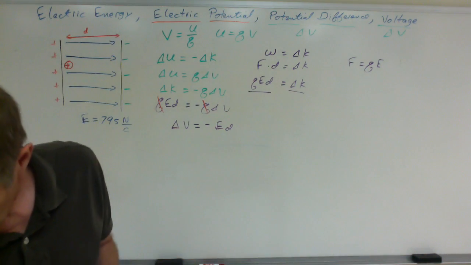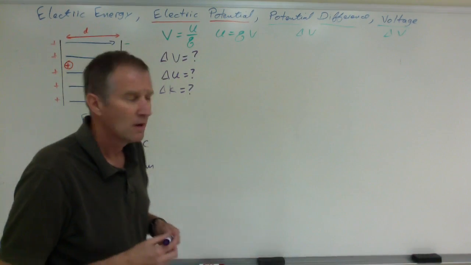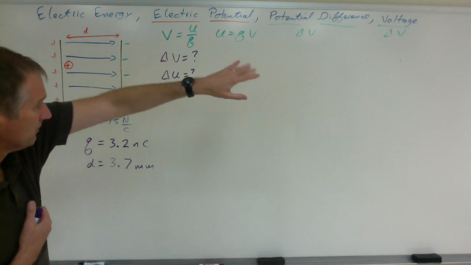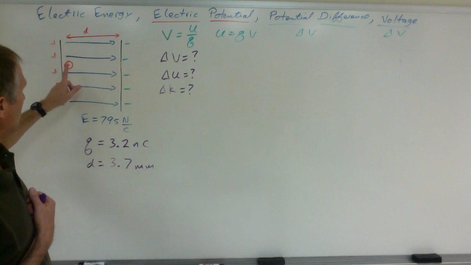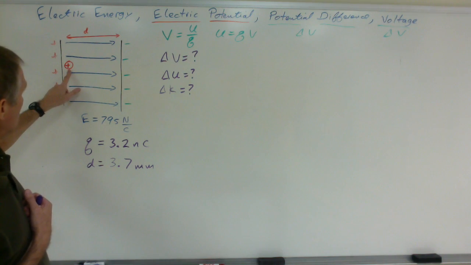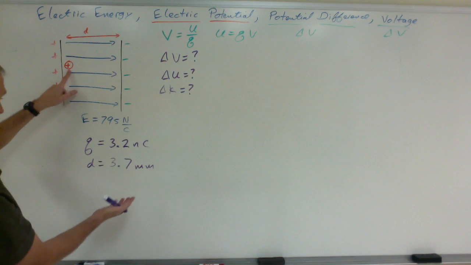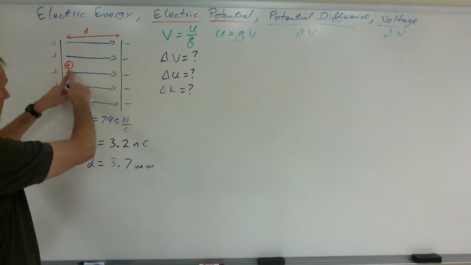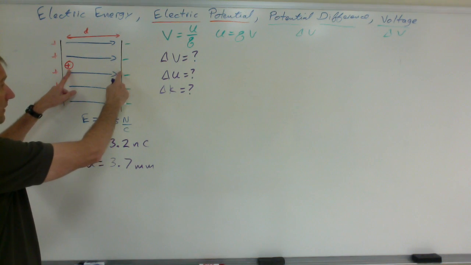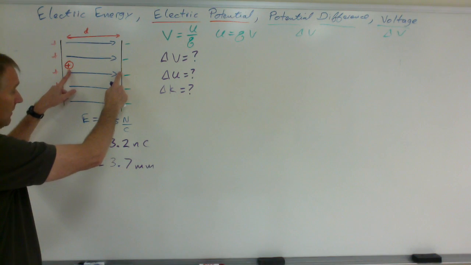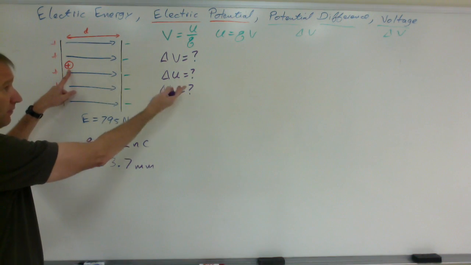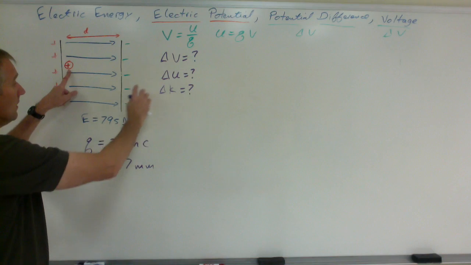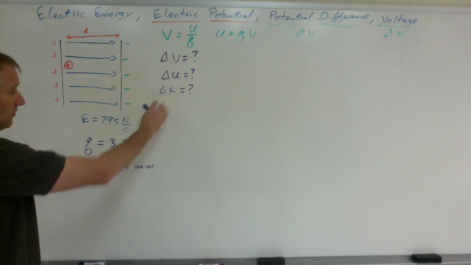Let's just put some numbers in here so we can calculate something. Here's what I want to do with this. I want to calculate the potential difference, the voltage, between the points when the charge is at this initial position, 3.7 millimeters from the negative plate, and when it's at the negative plate. So what's the delta V for that? Then that'll be in volts. And I want to calculate the change in its potential energy and also its change in kinetic energy.